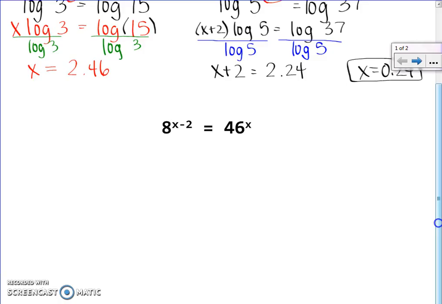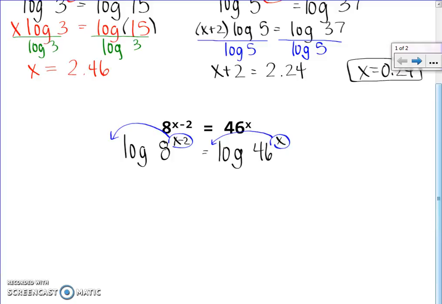Okay, looking at this one. This one's a little bit different because it has an exponent on both sides. But the rules are still going to be the same. We can't change 8 and 46 to be the same base number, so we need to log both sides. Now what should we do? Yep, we're going to move the exponents on both sides, so they both slide down in front. And we've got x minus 2 log 8 equals x log 46.